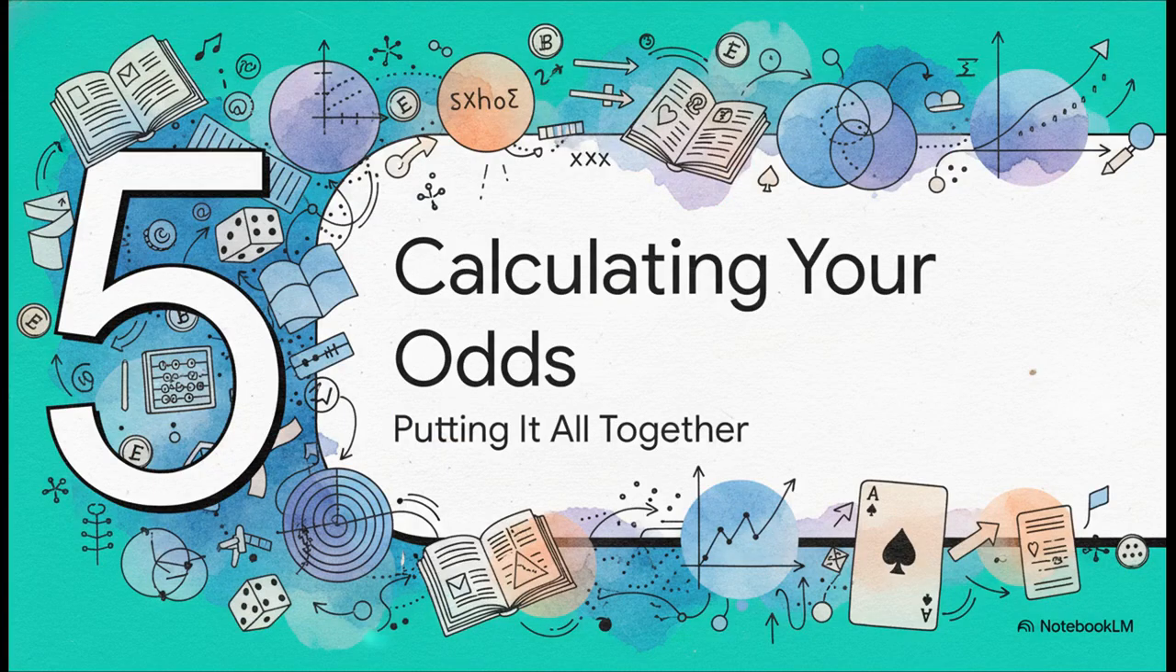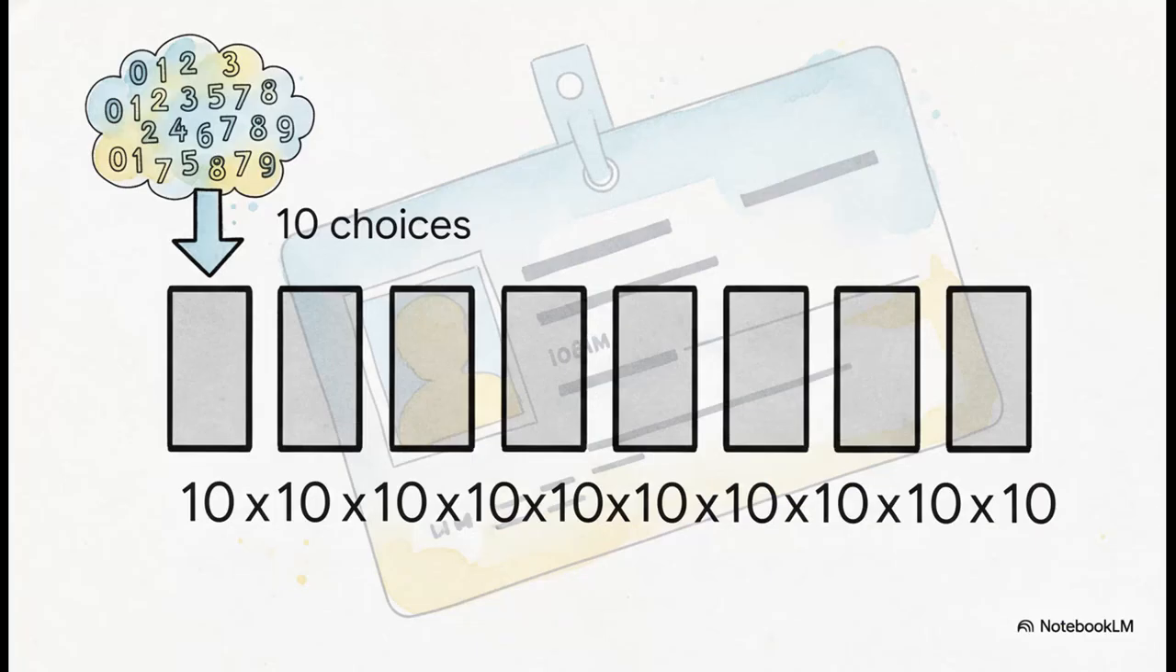Okay, we have the vocabulary, we have the counting tools, and we have the different types of probability. So let's put it all together with one final, pretty large-scale example. Imagine you need to guess an 8-digit student ID number. Each digit can be anything from 0 to 9, and numbers can be repeated.